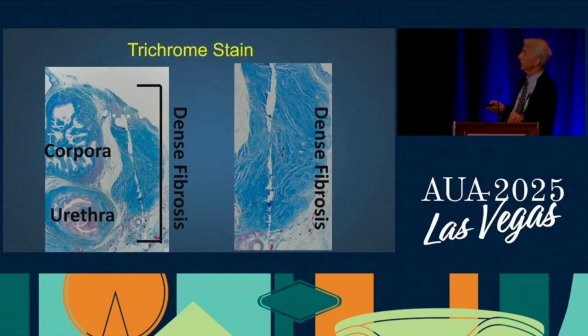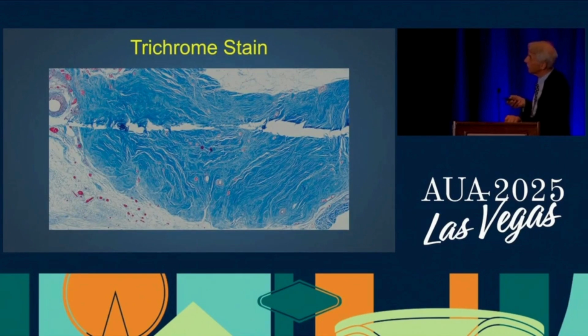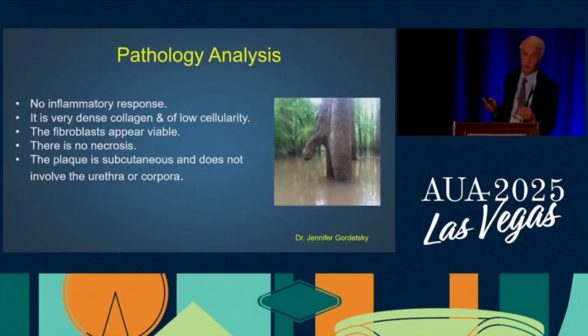And these are trichrome stains that show increased amounts of collagen deposition and scarring that you would typically see with Peyronie's disease. We worked with Jennifer Gordetsky, who is a urologist that became a pathologist, and she's a supreme individual to read these things, and she gave this evaluation, which I'm glad to show. She's at Vanderbilt, to give her credit. There was no inflammatory response at this time. Very dense collagen, low cellularity, but the fibroblasts appear viable. There's no necrosis. The plaque is subcutaneous. It does not involve the urethra or the corpora. So this actually shows the durability of this model. These cells are still living after periods of time.